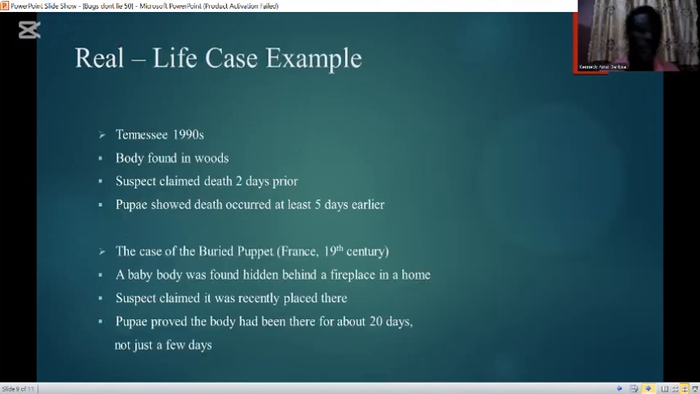Real life case examples. So here are 2 real world cases where insects helped crack the truth. In Tennessee in the 1990s, a suspect claimed the victim had just died 2 days earlier, but insect pupae indicated that at least 5 days had passed. And then in 19th century France, a baby's body found behind a fireplace was said to be recently placed, but insect evidence proved it had been there for about 20 days, which helped reveal a cover-up.